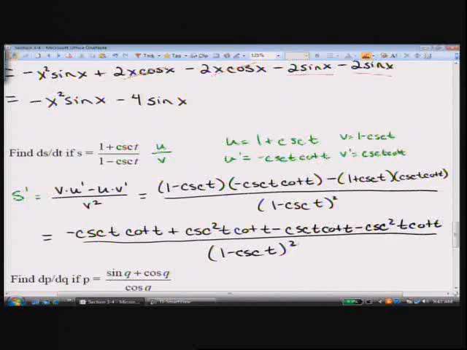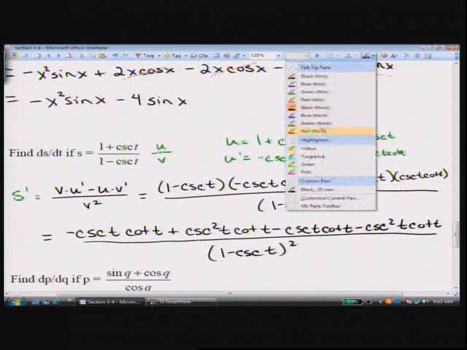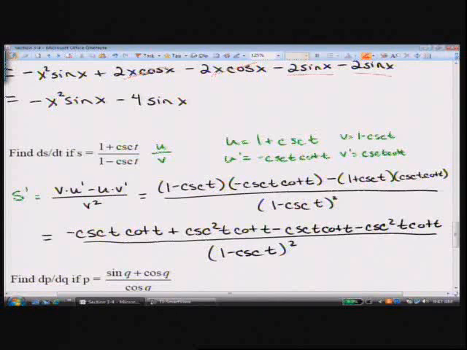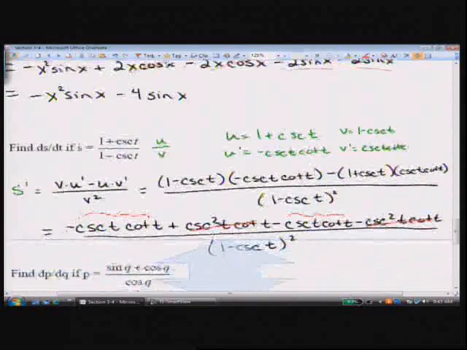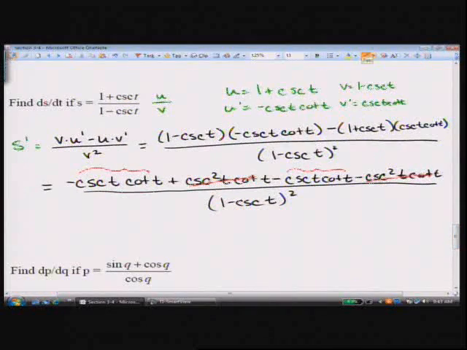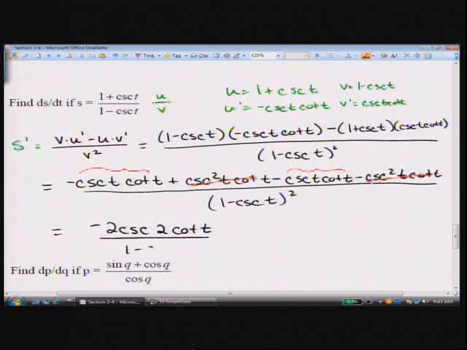All right, let's see. Is there anything that cancels? Yeah. It does look like the cosecant squared t cotangent t will cancel with this, right? Now, these are the same animal. They're both negative, right? This and this are the same, and so I have two of those. So I have negative 2 cosecant t cotangent t all over 1 minus cosecant t quantity squared.